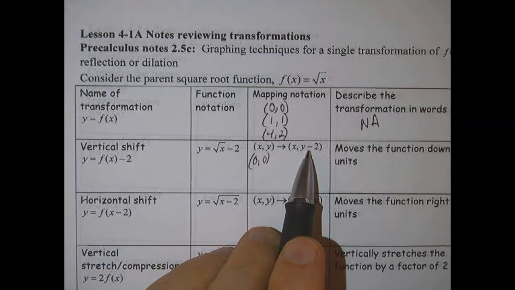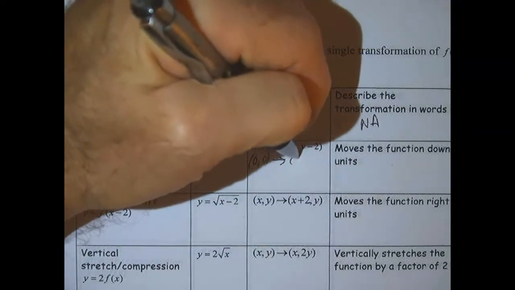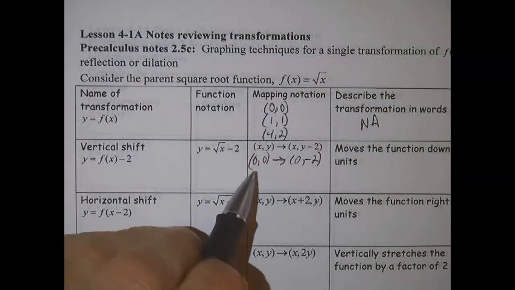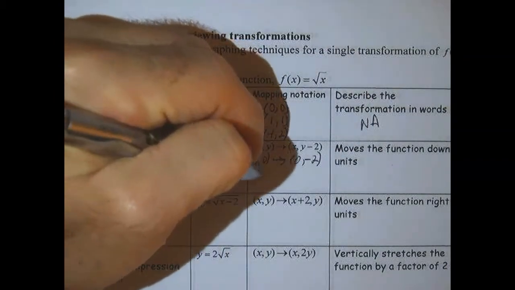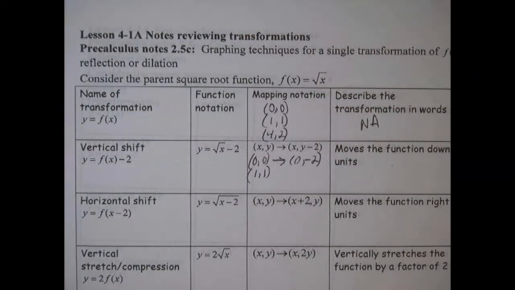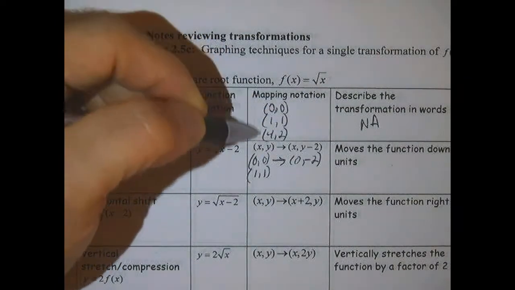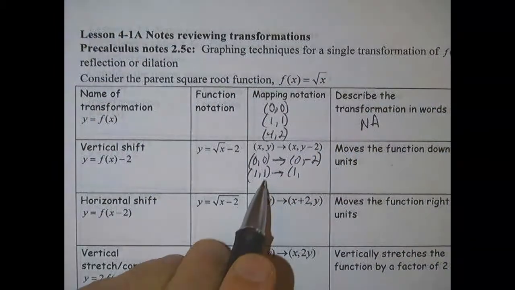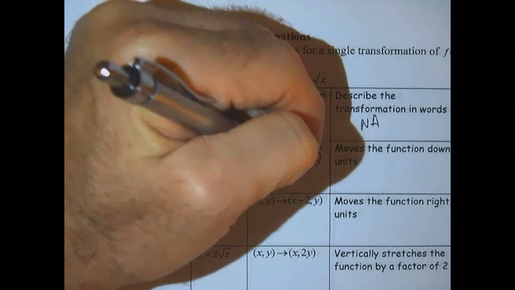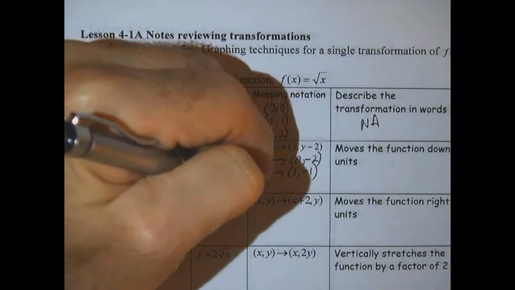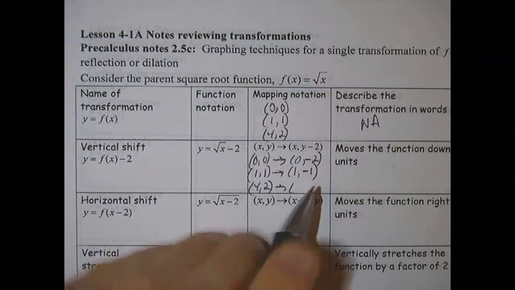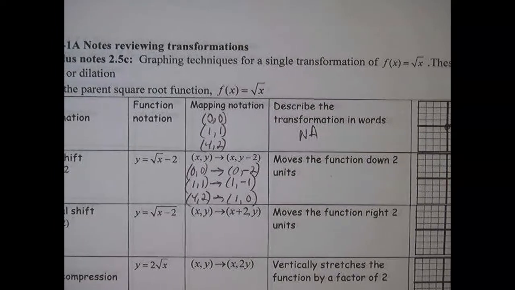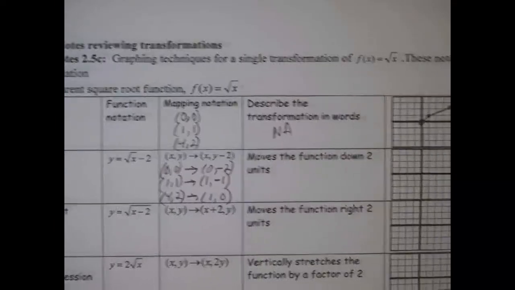That means we can take our parent function points like 0, 0, and it will go to 0 and then 0 minus 2, which is negative 2. Then we take the same thing with 1, 1. In order to use the process that I'm showing you here, you need to know the key points for the parent function. So 1, 1 goes to 1, which doesn't change, and the other one gets subtracted 2, so we get 1, negative 1. 4, 2 would go to the x doesn't change, and the y would be 2 minus 2, which would be 0, so we get 4, 0. And so this moves the function 2 units down, and let's see how that looks on the graph.